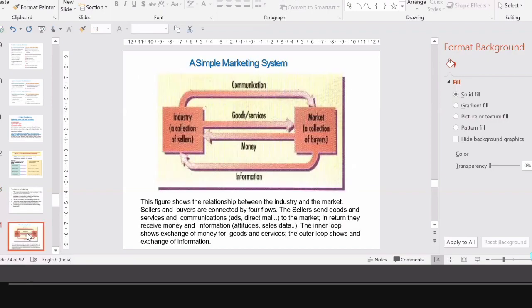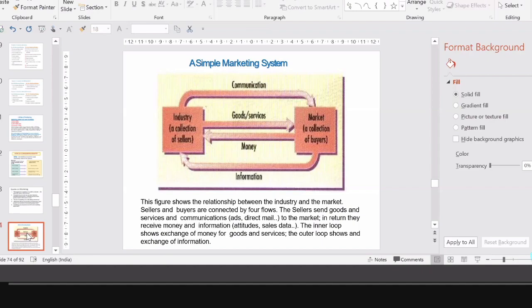Having said this, let us try to understand the simple network of what happens in this particular process of marketing. There are two particular groups: the seller and the buyer, or let us call them the producer and the consumer at the other end. The producer produces goods or services and transfers them to the buyer in return for the money that is exchanged by the buyer.